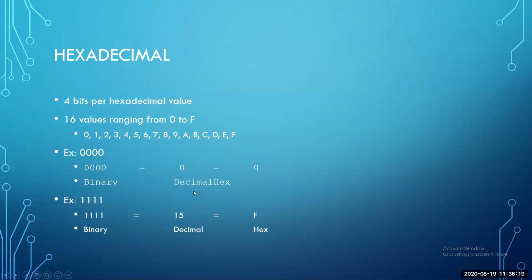So here, if we look right here, 0000 corresponds to 0 in decimal, and in hexadecimal, it's also 0. However, 1111 in binary is 15 in decimal, but F in hexadecimal. So 0, 1, 2 is 2, 3 is 3, so on up to 9. However, 10 is A, 11 is B, 12 is C, 13 is D, 14 is E, and then 15 is F.